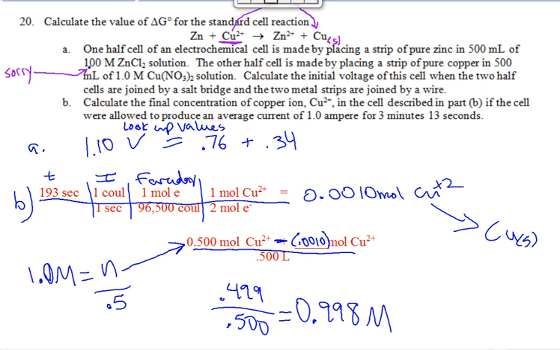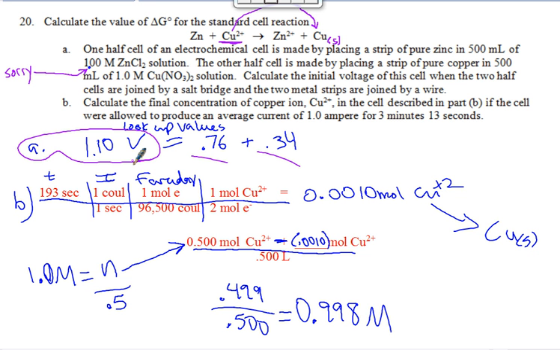So I looked up the two voltages. They were 0.76 and 0.34. So the combined voltage is 1.10, just like one of the examples in the notes. Calculate the final concentration of copper ions in the cell described in part B. This is part B. Looks like a typo to me.